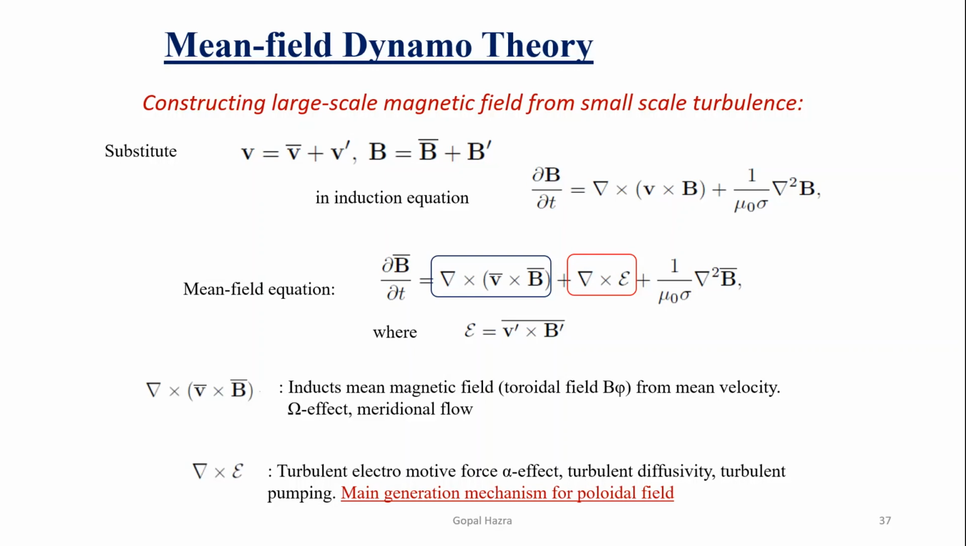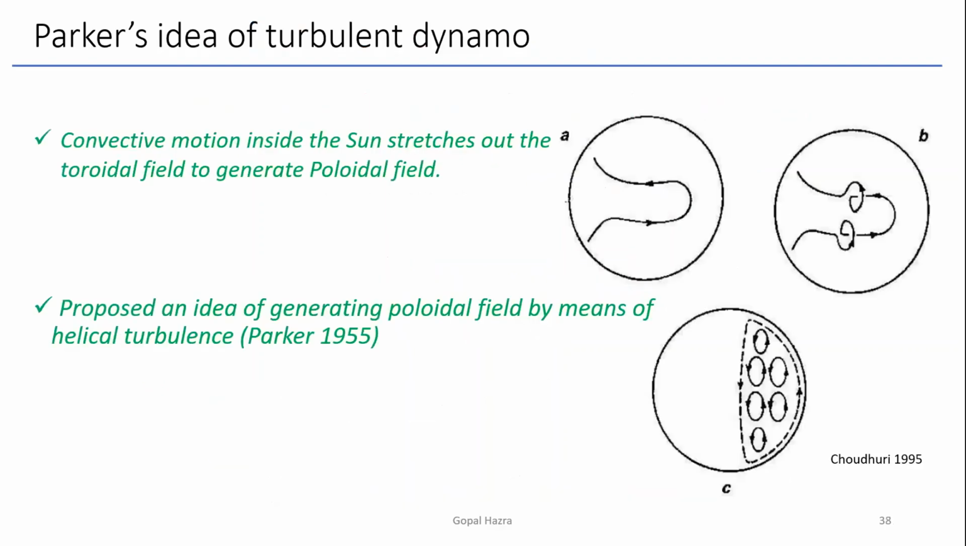From this slide, just take this message: the toroidal field is generated from this induction part, but the poloidal field is coming from this small scale turbulence. So with Parker, I can also qualitatively make and understand a statement of how it works. I'll briefly come to this. So you have a toroidal field. Now the toroidal field starts to rise.